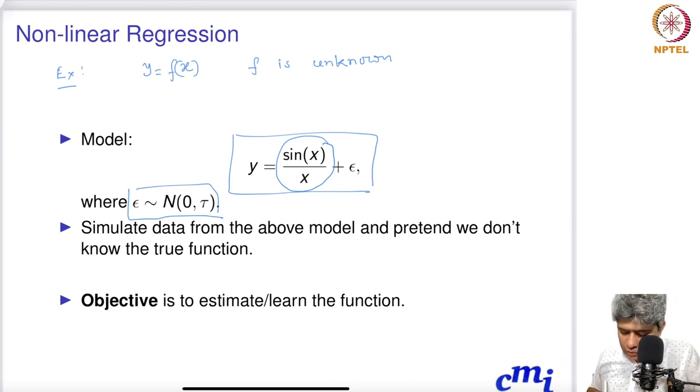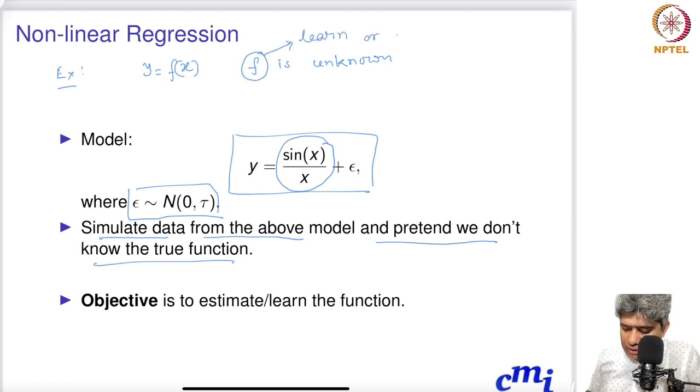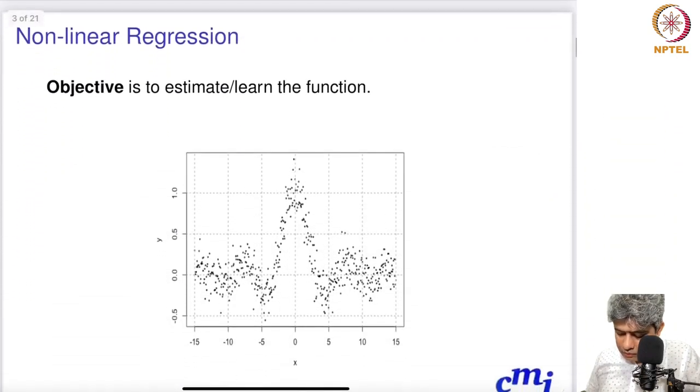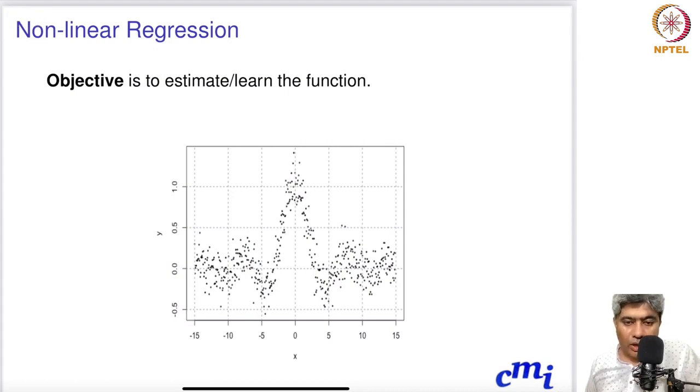So what we are going to do is simulate some data from the above model and pretend that we don't know the true function. Obviously our target is to learn or estimate the unknown function f. If we simulate from this function and pretend we don't know the true relationship between x and y, then what we have is only the data, the x and the y, that's all. And if we plot them, this is the kind of data that you are seeing.